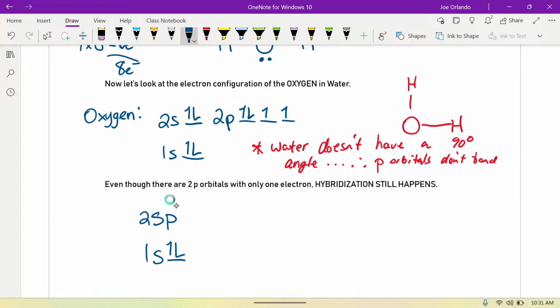So what do I put here? sp3. And you're right. How many is that? 1, 2, 3, 4. And now we just use Hund's rule. And Hund's rule tells us how many electrons do we have total to work with here? 1, 2, 3, 4, 5, 6. How do they get filled in? 1, 2, 3, 4, 5, 6.